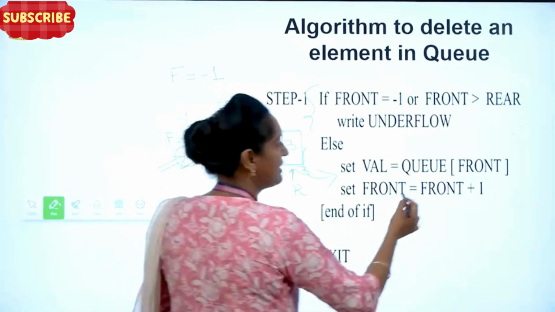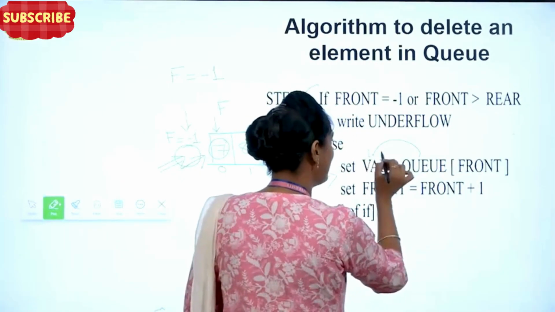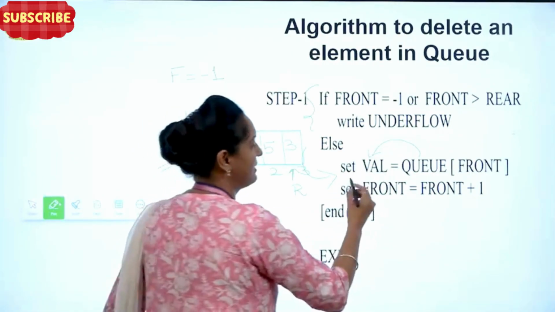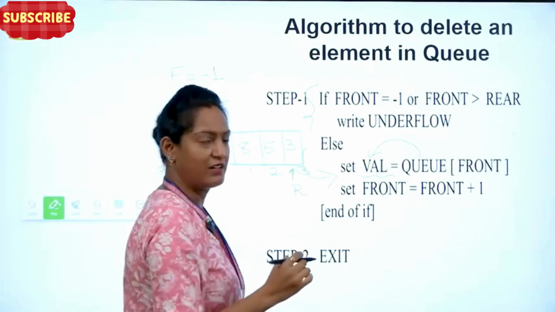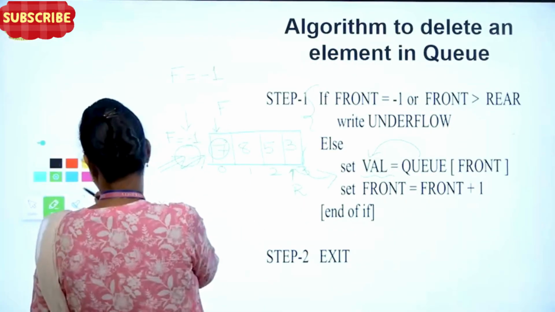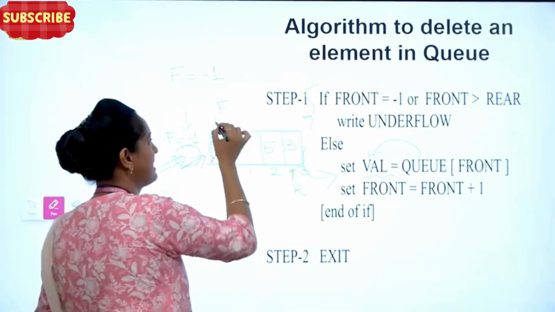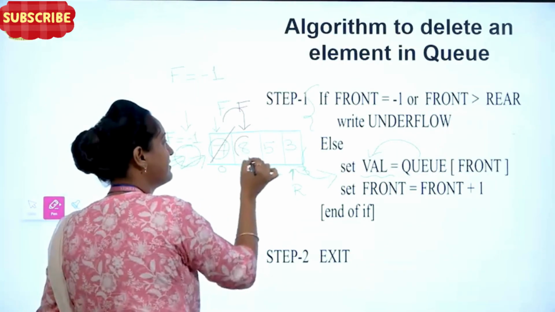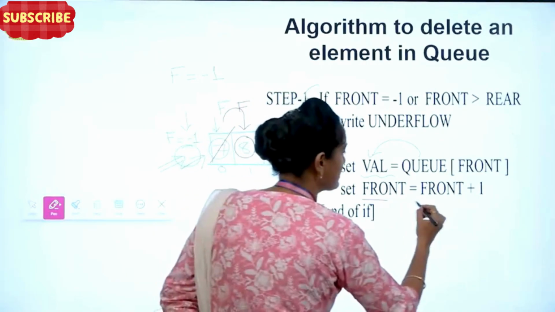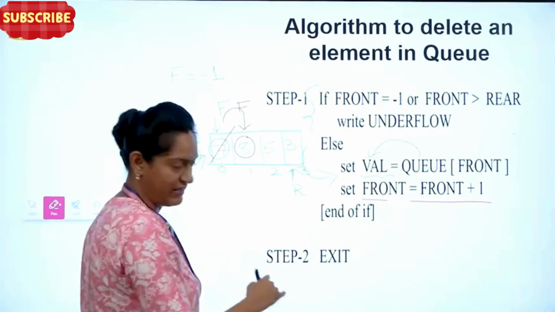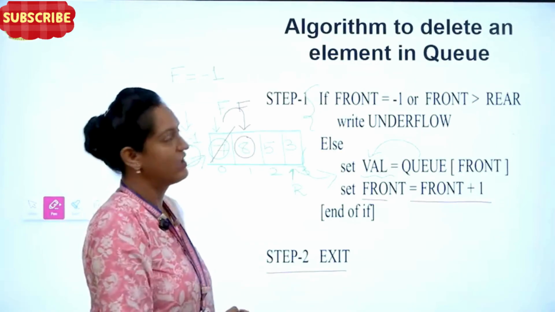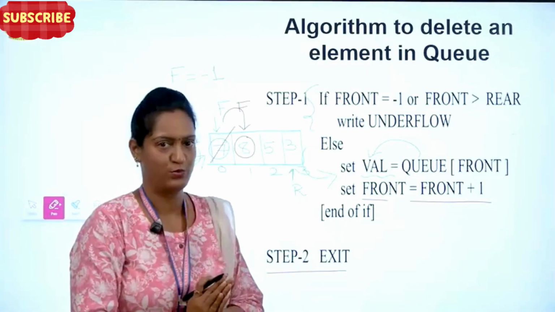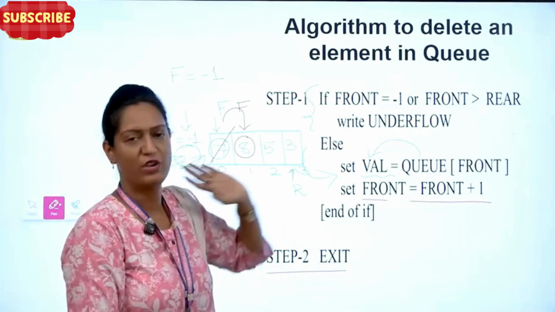Then the value of front of Q is assigned to a variable, and we delete this element. And front is incremented by 1. Now front is pointing here, right? So front equals front plus 1, and then we will exit. So this is an algorithm for deleting an element from the queue, right? I hope this is also clear to you.